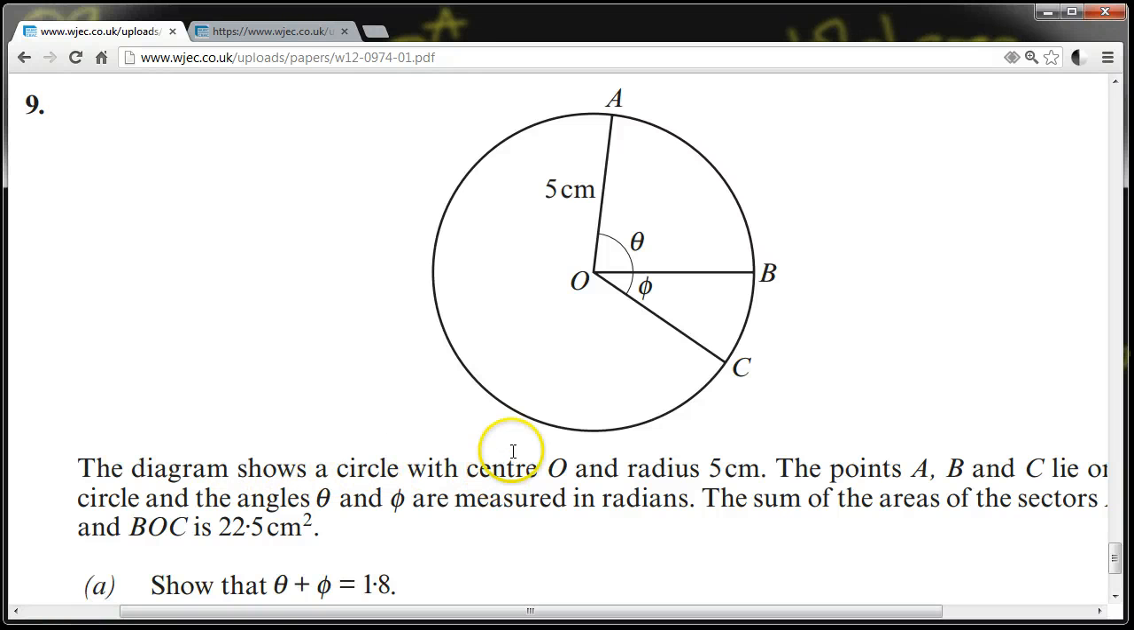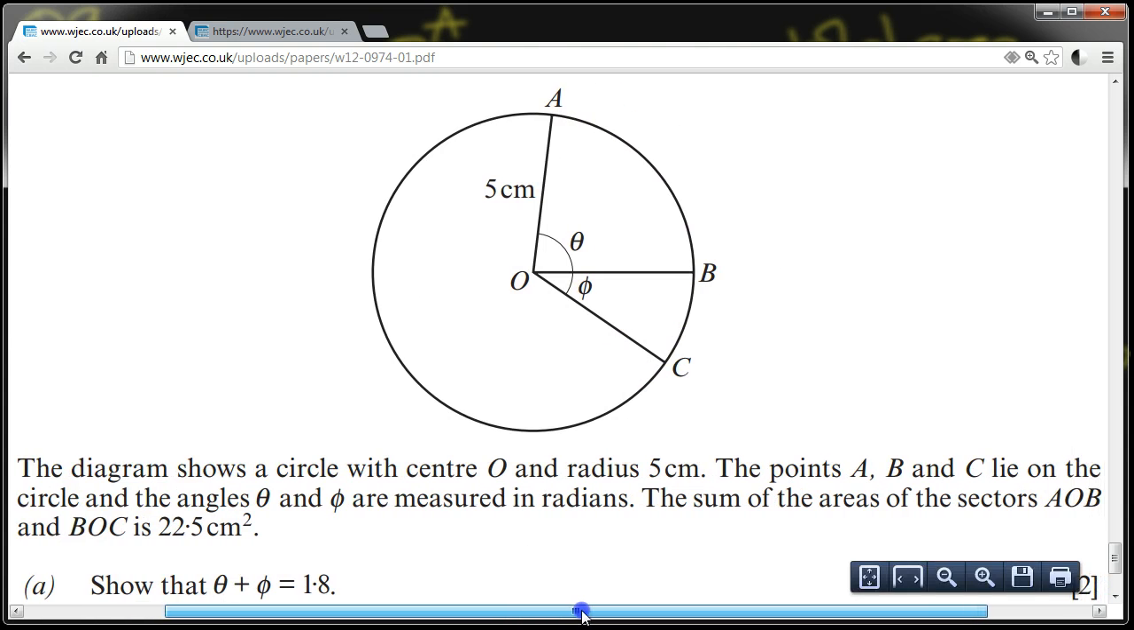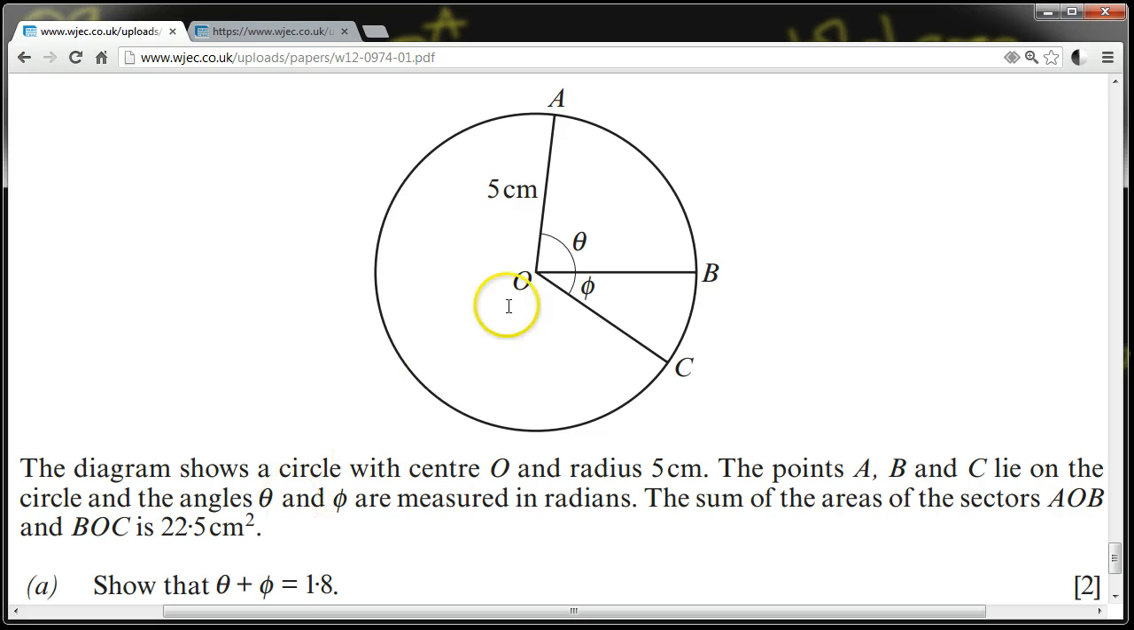The diagram shows a circle with centre O and radius 5. The points A, B and C lie on the circle, and the angles theta and phi are measured in radians. The sum of the areas of the sectors AOB and BOC is 22.5 centimeters squared. Show that theta plus phi equals 1.8.